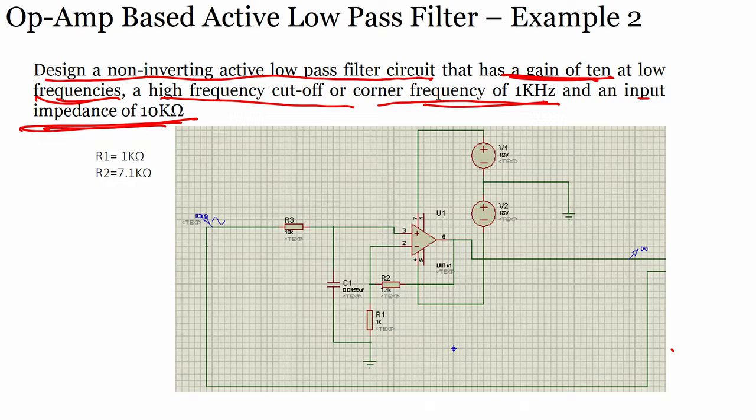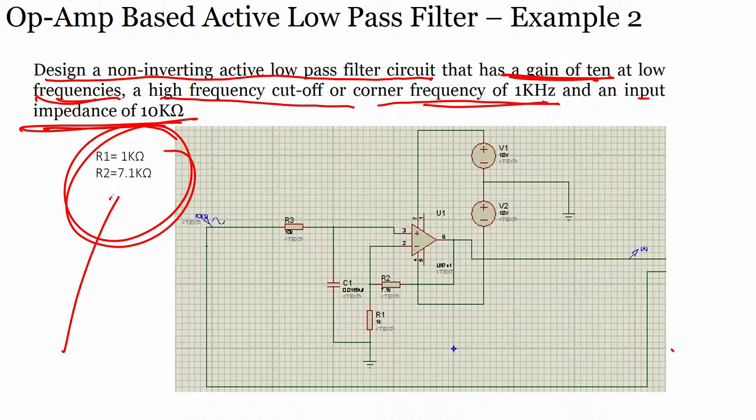If you solve, you will find R1 equals 1 kilo ohm and R2 equals 7.1 kilo ohm. You can take this as an example or exercise problem and find the values. You will arrive at R1 equals 1 kilo ohm, R2 equals 7 kilo ohm. This is the solution for you, and this is your question.